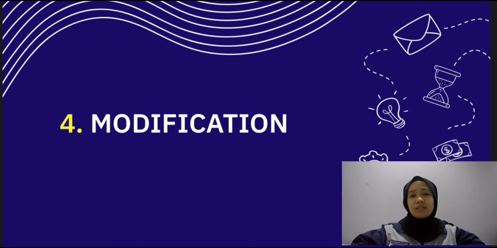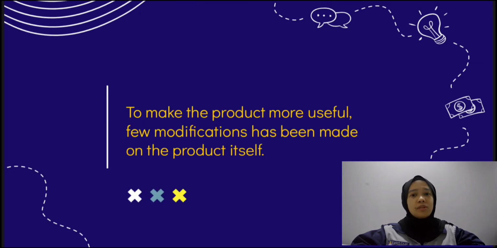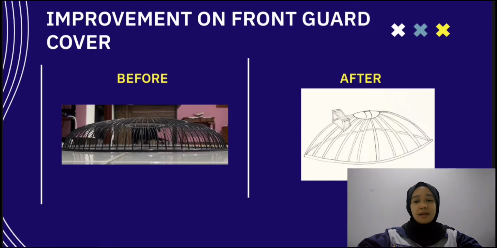Modifications on the product are needed to make the product more useful in the future. Therefore, here are the few modifications we have made on our table fan. Firstly, as in the picture, we have made a modification on the front guard cover. We have added a spot to hang a fragrance.